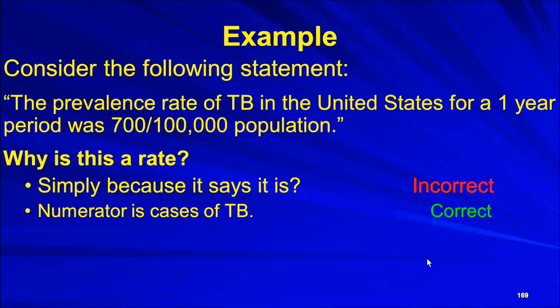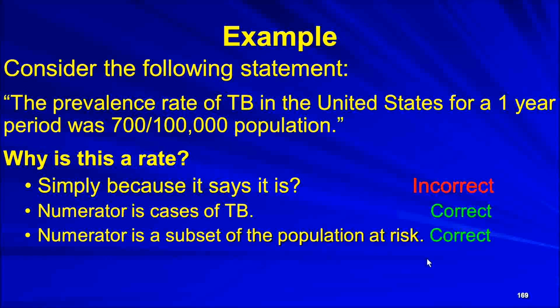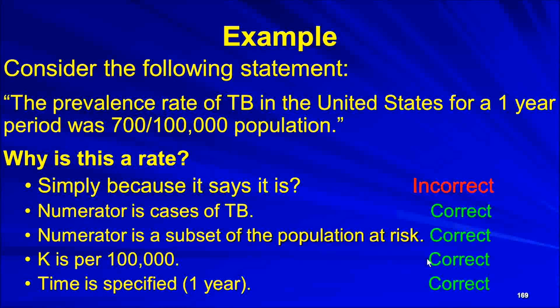The numerator is a subset of the population at risk. That's correct, because we can't differentiate. We know that if we had the original figures, these 700 are also included in the denominator. So you can't distinguish them. They're the same cases used twice. Now, K is per 100,000. Is this correct? Yes, it is. Normally it is with the rate. And it indicated and specified a time of 1 year. That's correct. And those are all the characteristics of a rate.